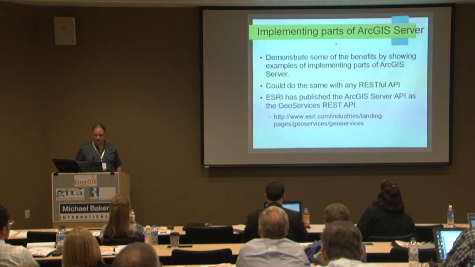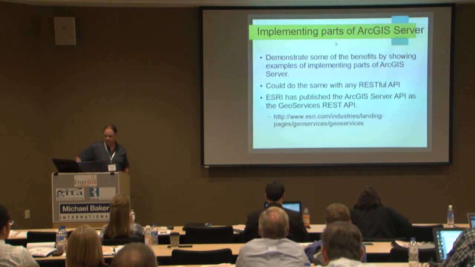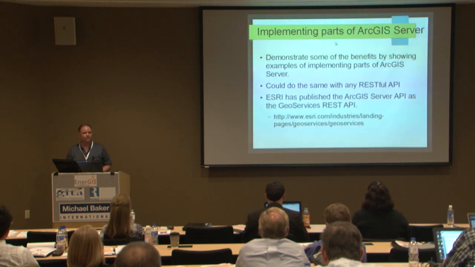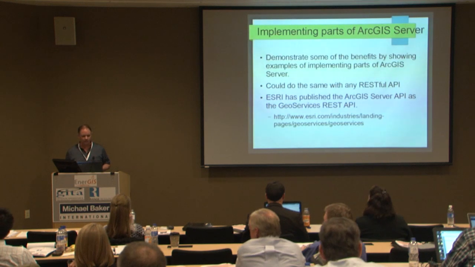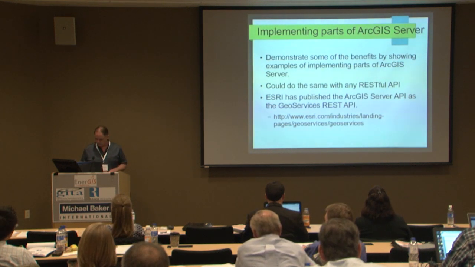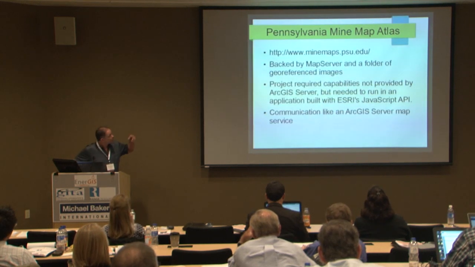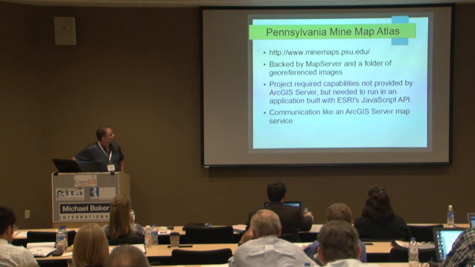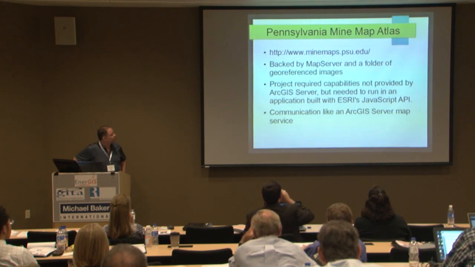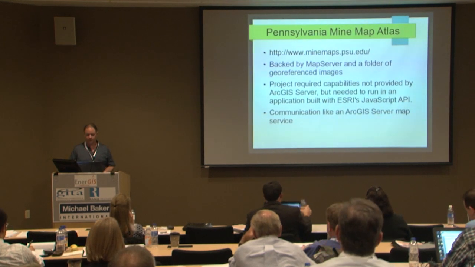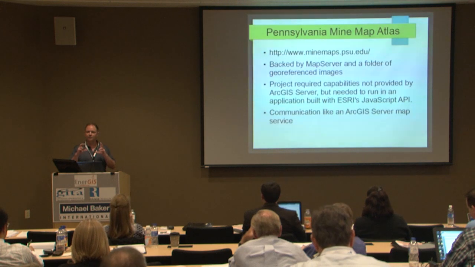Esri released the ArcGIS Server API, as they call it, the GeoServices REST API. So how things are done doesn't really matter. All that matters is you have a consistent way to send your requests and get back the responses. In this case, this is for PASDA, what they call the Mine Maps Atlas, which shows you where old underground mines are. They were getting these scans from DEP.